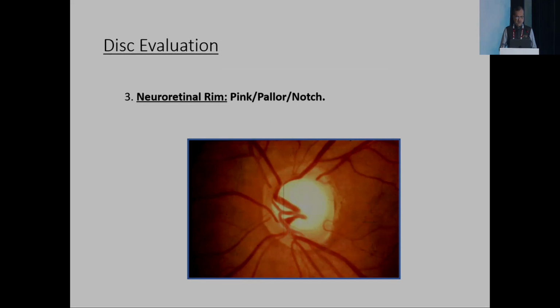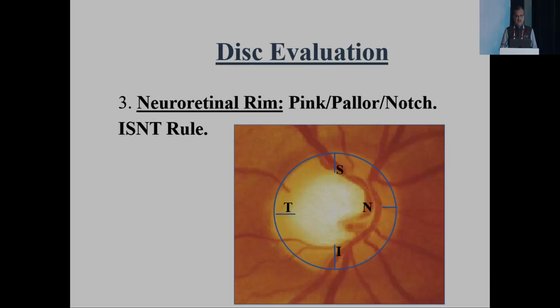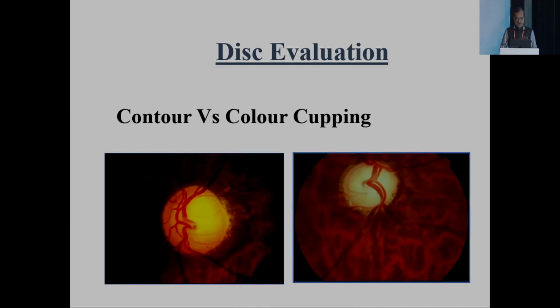Next comes the neuroretinal rim, whether it is pink, whether it is pale, whether there is any focal notching. And always you must look out for the ISNT rule, that the inferior neuroretinal rim is thicker than superior, which is thicker than the nasal, and which is thicker than the temporal. So you need to look out for any discrepancy. If the disc is straight, if there is no tilting of the disc, and the ISNT rule is not followed, then you need to suspect glaucoma.